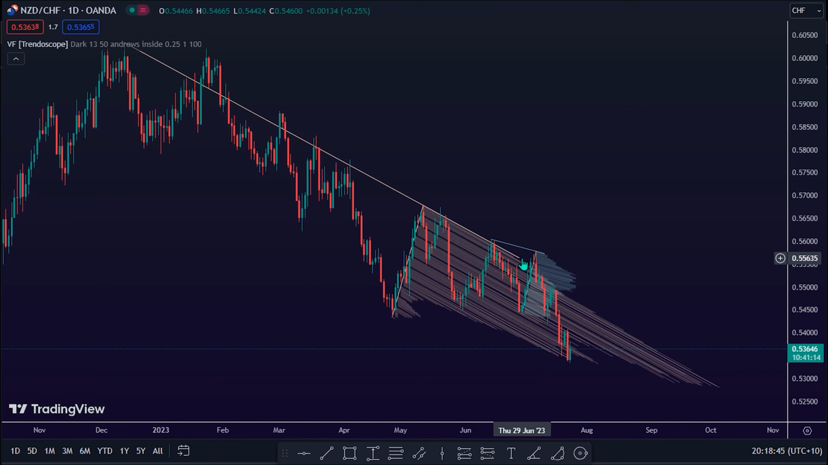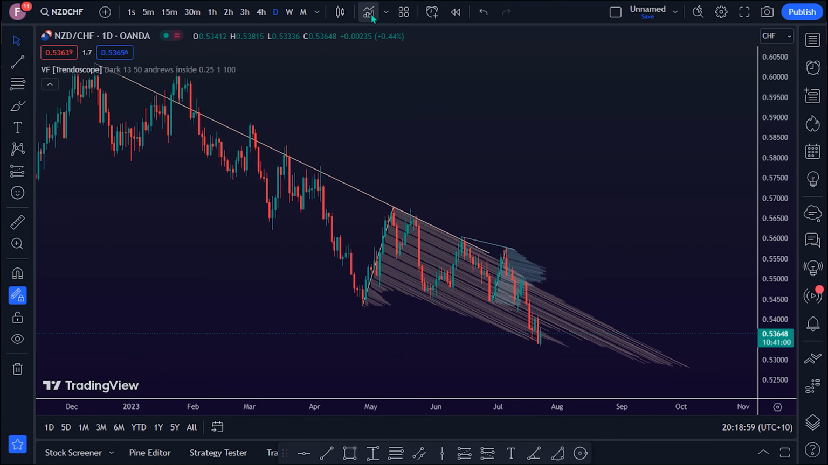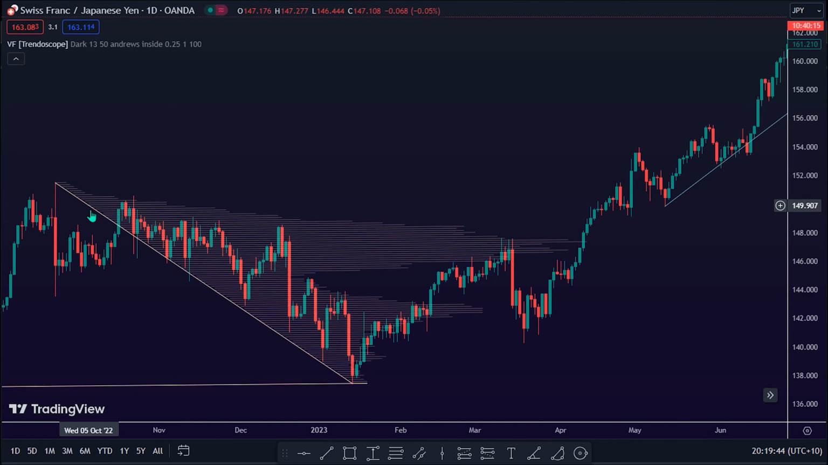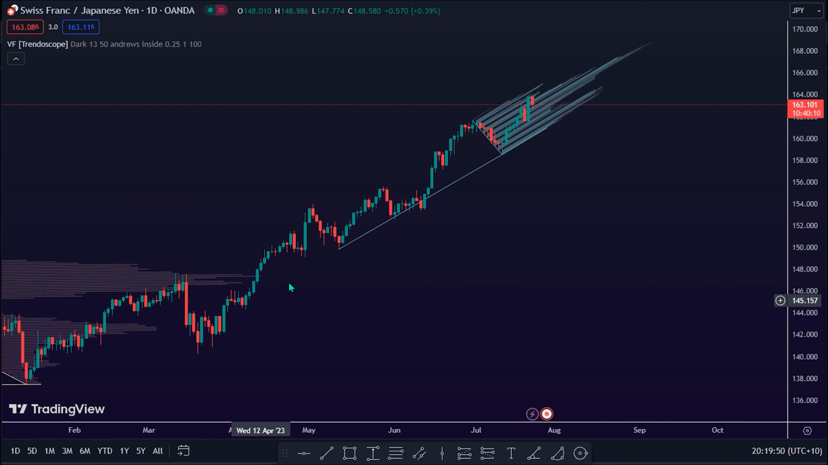To apply this indicator on the trading chart, search the keyword Volume Forex Trendoscope and select the Volume Forex Trendoscope EP by Trendoscope in the TradingView Indicator Community Scripts folder. As we can see, here is the trading indicator. Before I proceed to educate you about how this trading indicator works, I need to highlight this indicator and its purpose so you can have a quick understanding of how this indicator works.